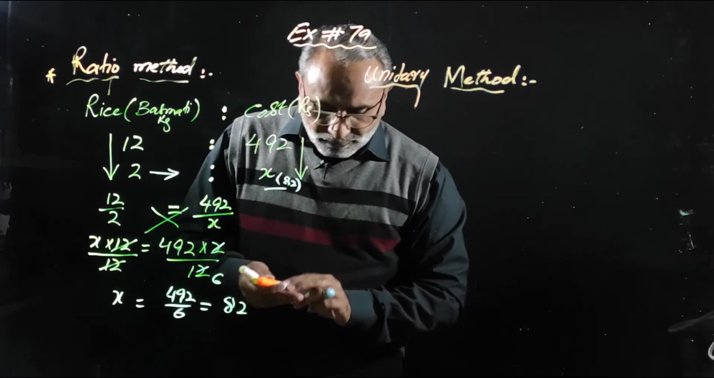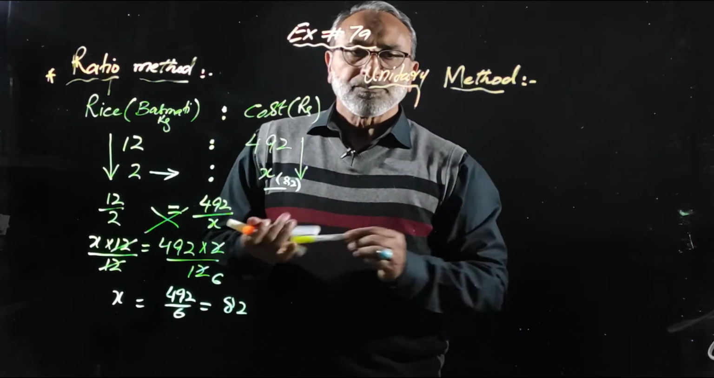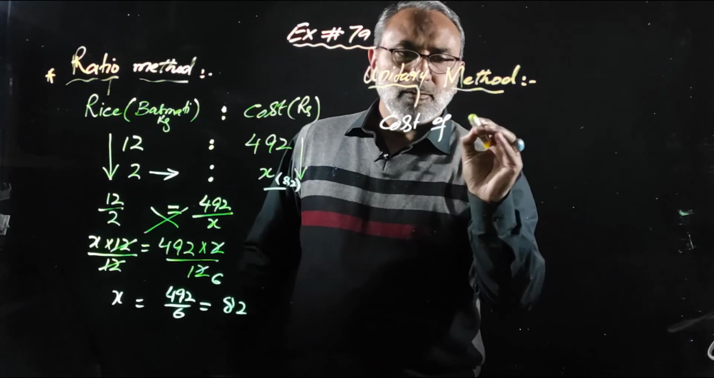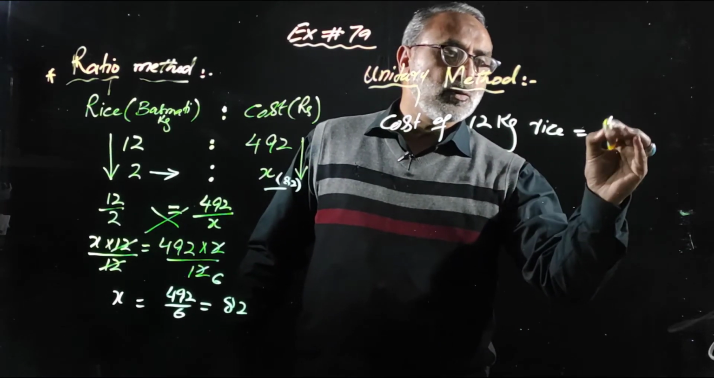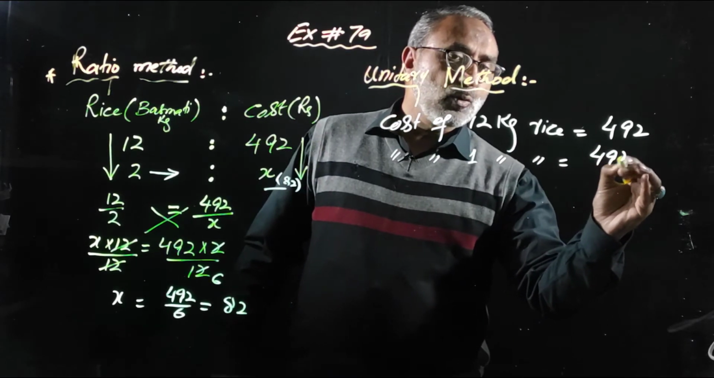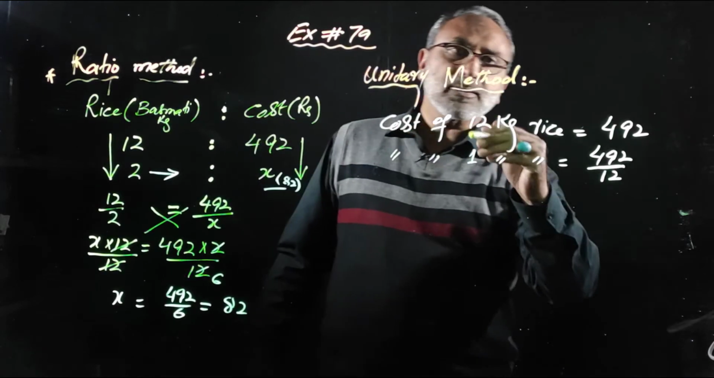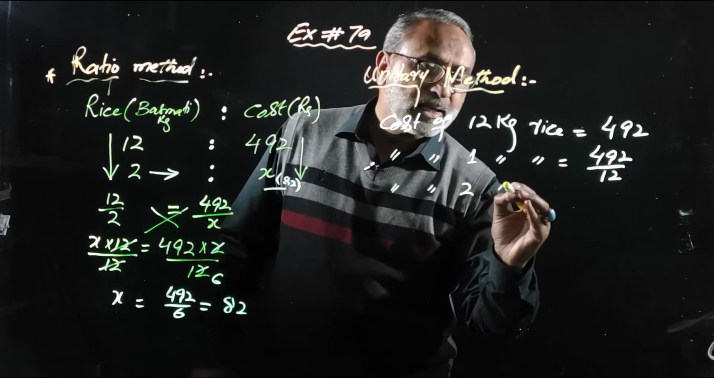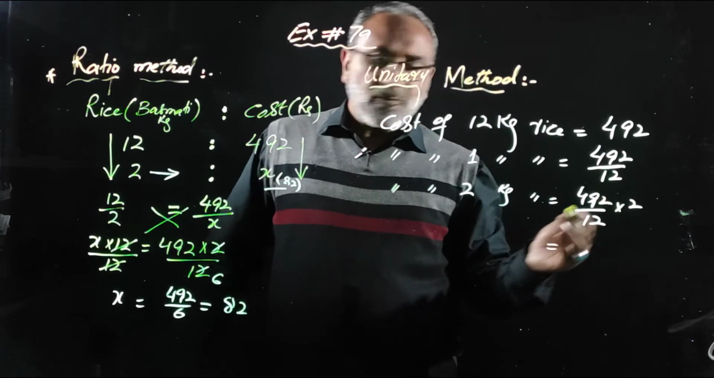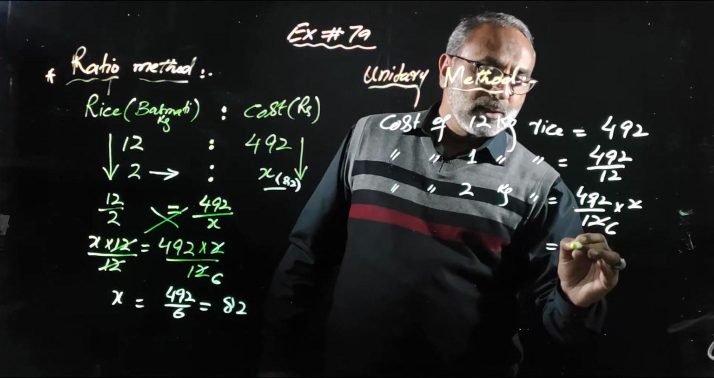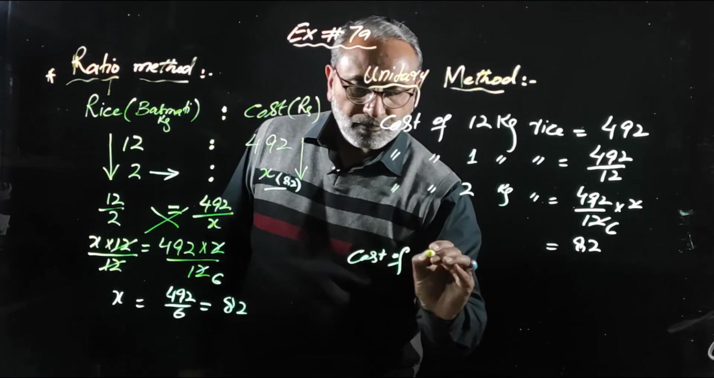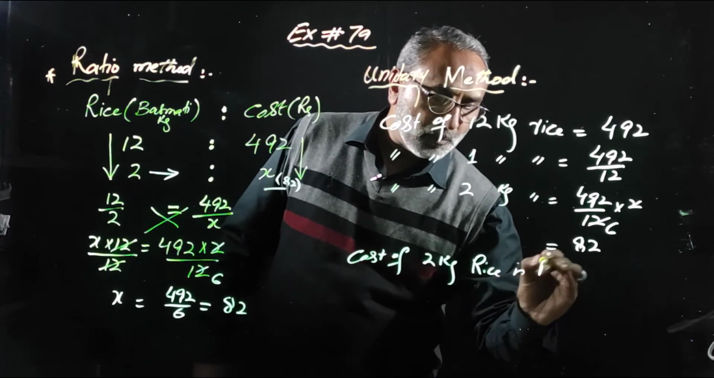Now let's see. Cost of 12 kg basmati rice is equal to 492 rupees. Cost of 1 kg rice means 492 by 12. In unitary, what we do is divide the total by this term. What is the cost of 2 kg rice? Multiply by 2. Okay, you just simplify it. 2 1 2, 2 6 12, so 6 times 8 is 48. So what is the cost of 2 kg? The cost of 2 kg rice is 82 rupees.